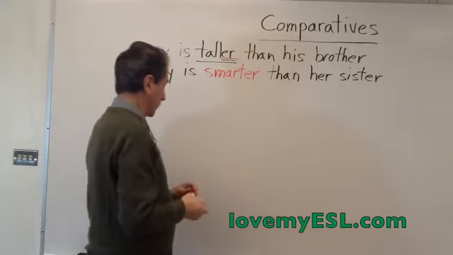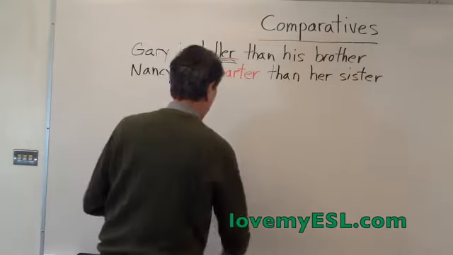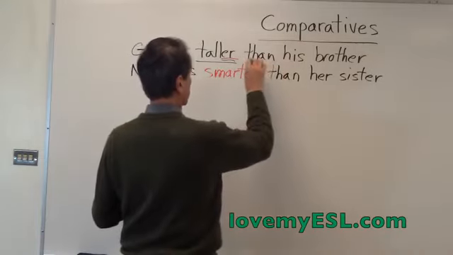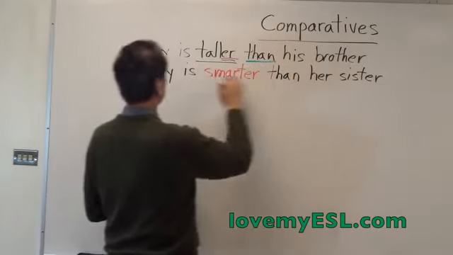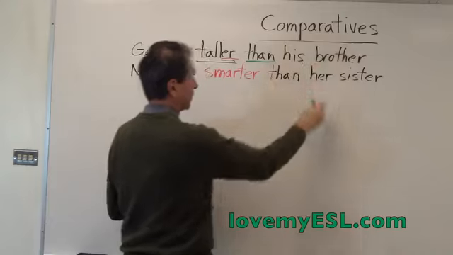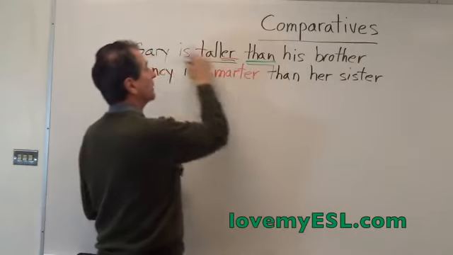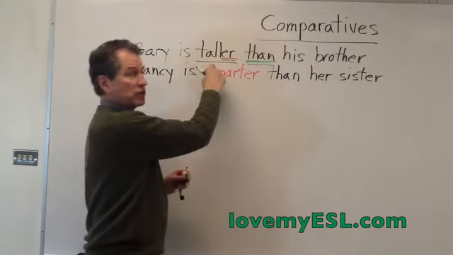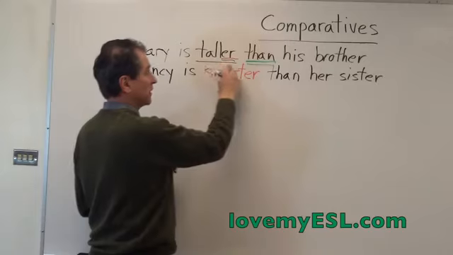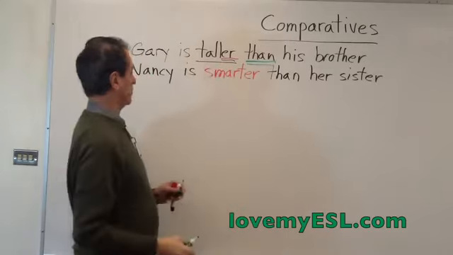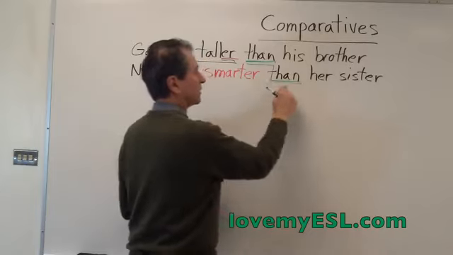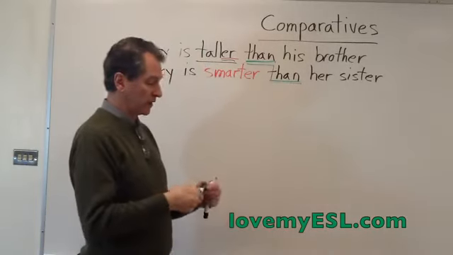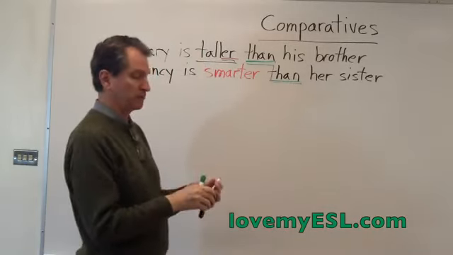In both of these examples, I have the word than on the end. Than his sister. When you have A and you're comparing it to B, in this case Gary and his brother, you must put the word than between the two. The word that you use to compare the two has the ER on the end of it. Taller than his brother. Nancy is smarter than her sister. A lot of people forget to put that word than in there, but it's really, really important and you have to remember to put it in.